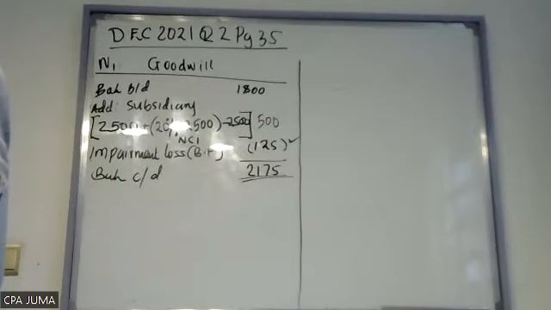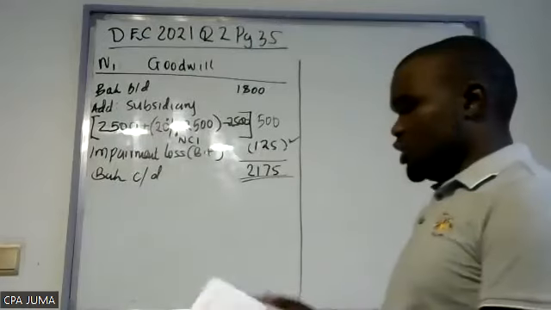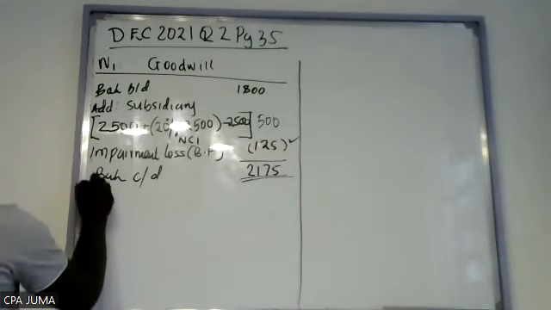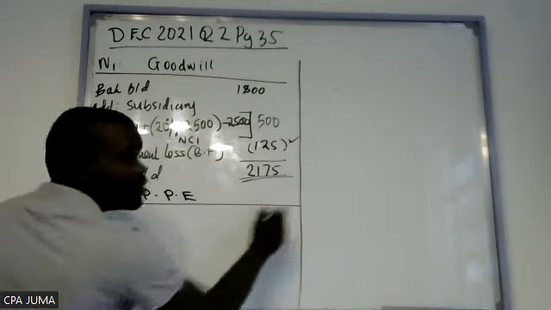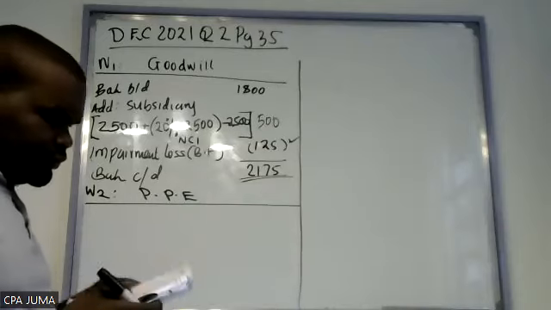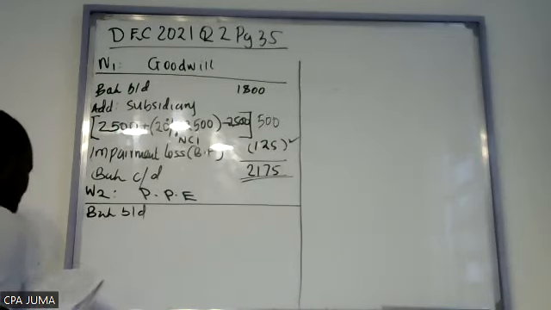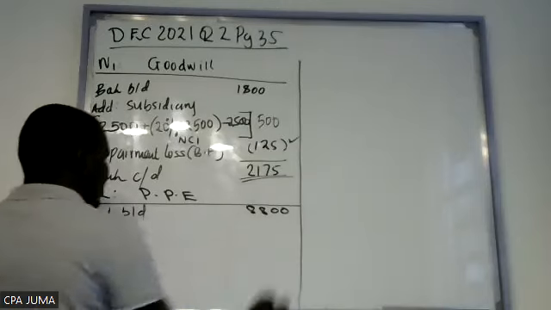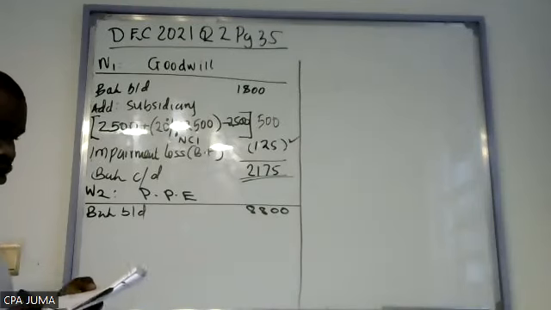We can start with PPE using that particular note. We can go for PPE at working two. Property, plant, and equipment. So balance brought down 88, which I hope you can see.